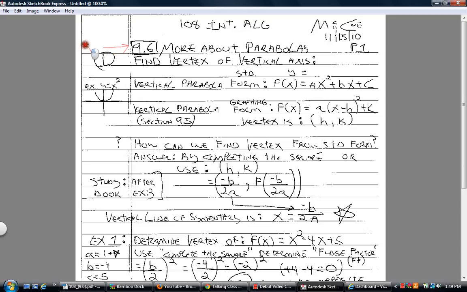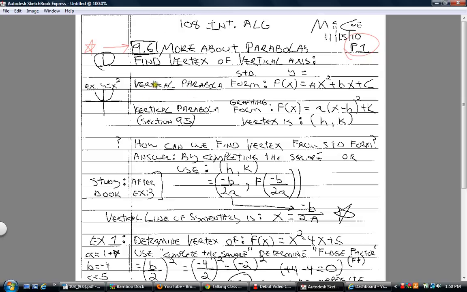We are going to kick this off and talk more about parabolas. On page 1, we're going to focus on finding the line of symmetry and the vertex, which is the lowest or highest point on the parabola, from our quadratic equation. Okay, so hopefully this is going to flow okay here. Let me just get started.